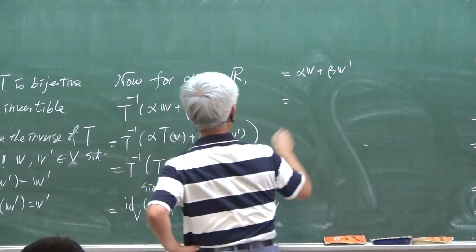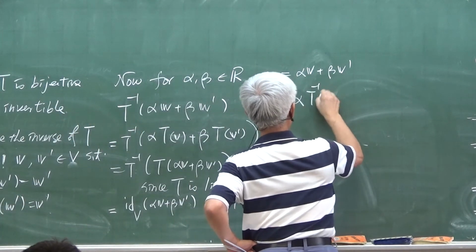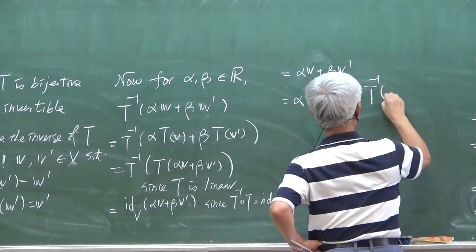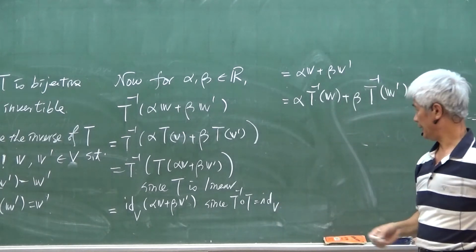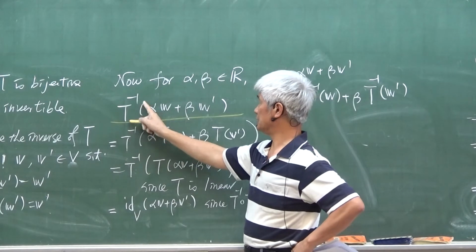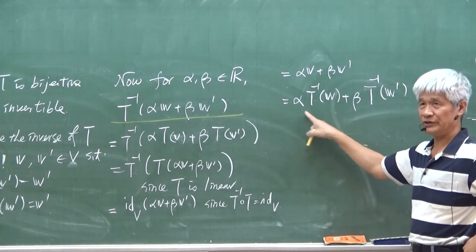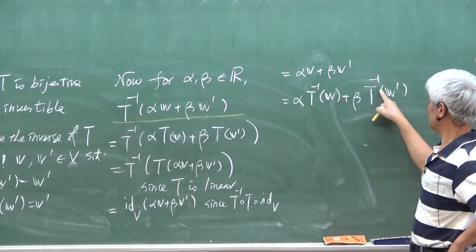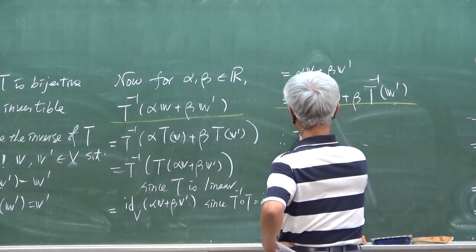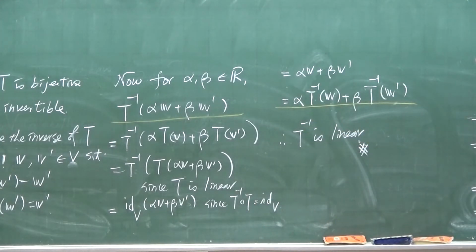But what is V? V is equal to T inverse of W, and V prime is T inverse of W prime. Okay, so you see that starting from here, T inverse of a linear combination of W and W prime equals the same linear combination with the same coefficients of T inverse of W and T inverse of W prime. So, up to here, okay? So T inverse is linear. So we proved that it's linear.